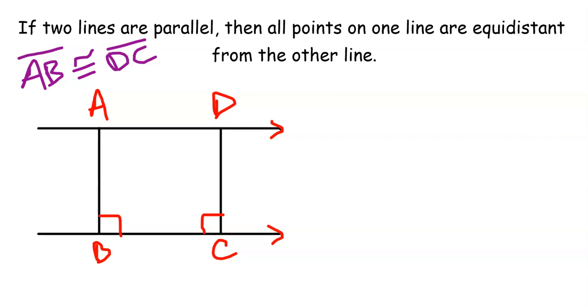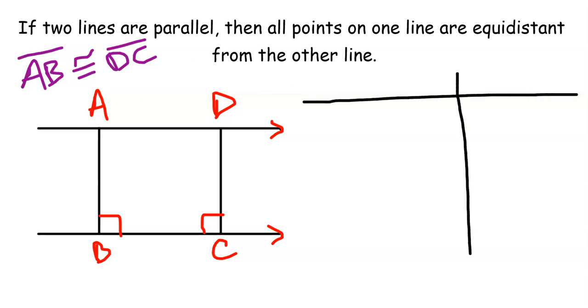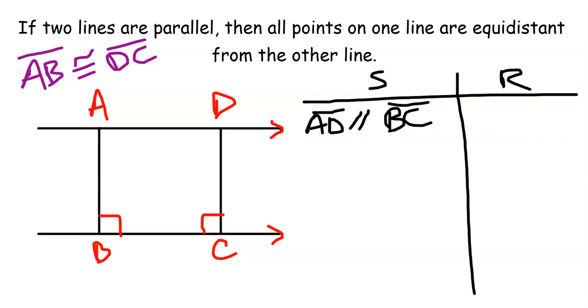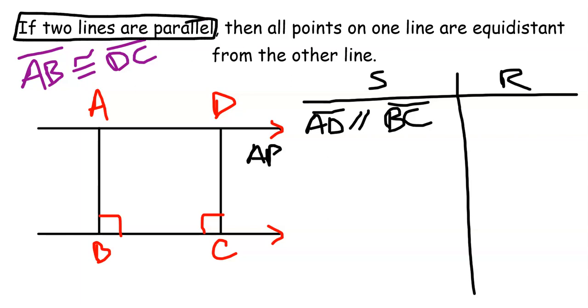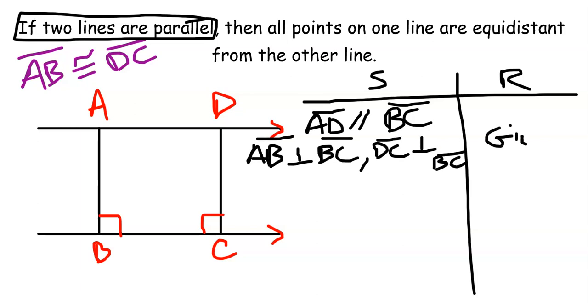So as we're setting up our proof, the first natural question is, what are our givens? Well, the first given is that AD is parallel to BC. That has to be true. That's our "if two lines are parallel." And then we also know that AB is perpendicular to BC and that DC is also perpendicular to BC. These are constructed, but that is part of the given.